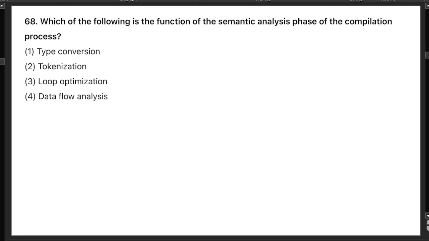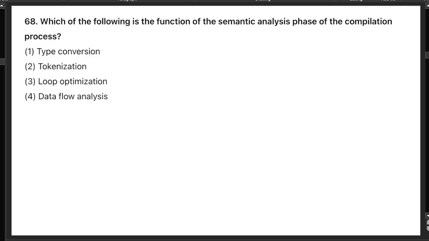Let's see this question. Which of the following is the function of the semantic analysis phase of the compilation process? First is type conversion. Second is tokenization. Third is loop optimization. Fourth is data flow analysis. So what is the semantic analysis phase? This is the phase of compilation which is responsible for ensuring that the source code is semantically correct or not.